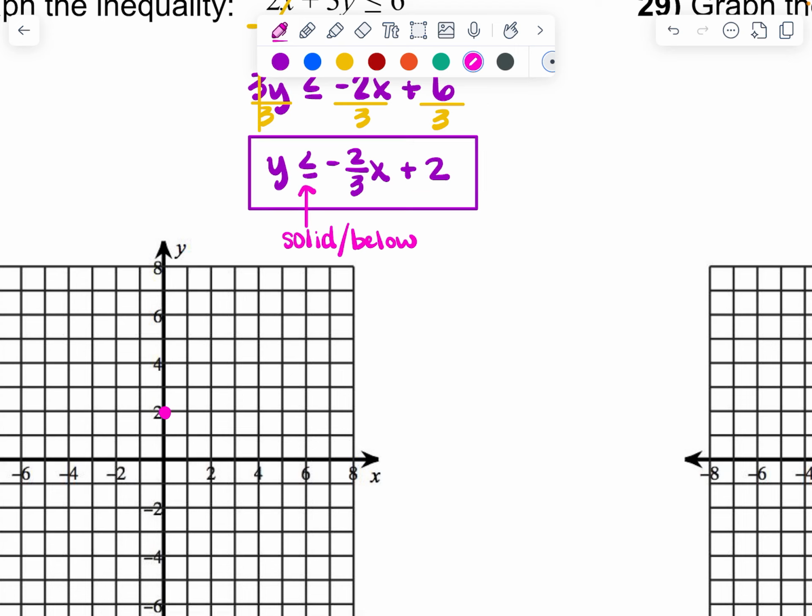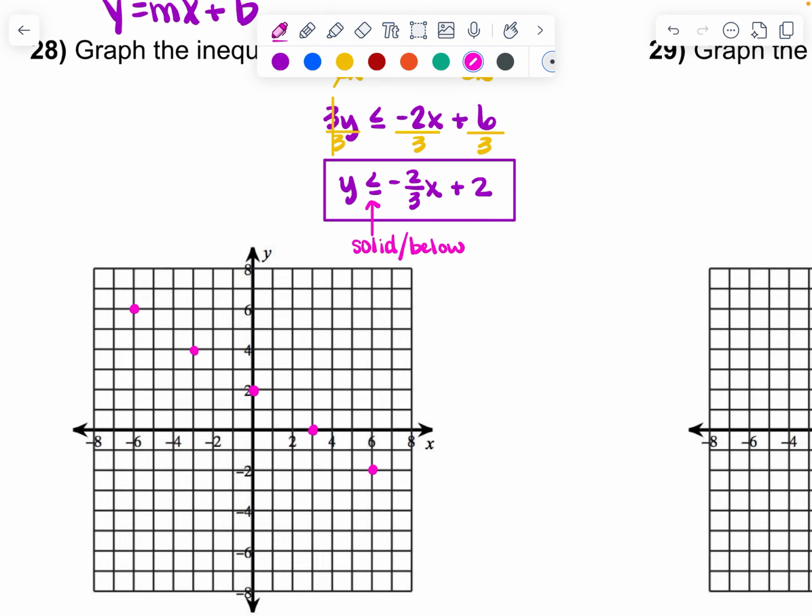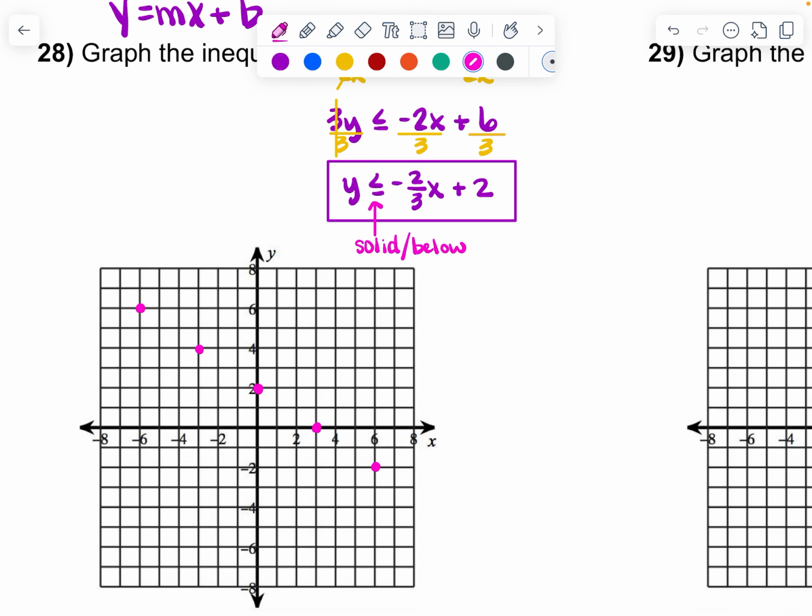So our y-intercept is positive 2. Our slope is negative 2/3, so down to right 3, down to right 3. Or if I want to go backwards, up to left 3. I should definitely have a decreasing line because my slope is negative. These are things you want to check. All right, and it is a solid line, so I can go ahead and connect all the dots.